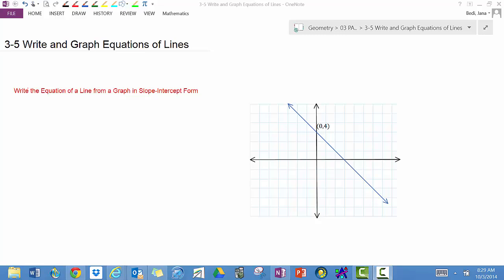In this section, you will write and graph equations of lines. Equations of lines can be given in three forms: the slope-intercept form, the point-slope form, and the standard form. And you will encounter each one of these in this section. So first of all, let's write the equation of a line from a graph. And we'll write it in slope-intercept form, which is y equals mx plus b.